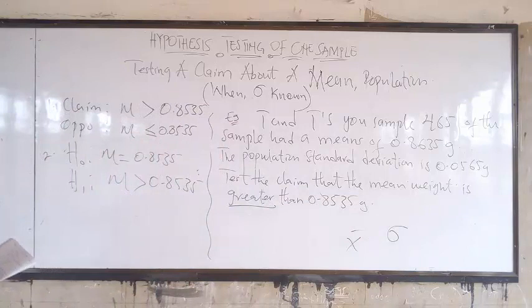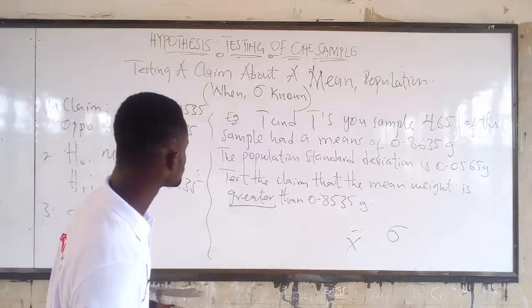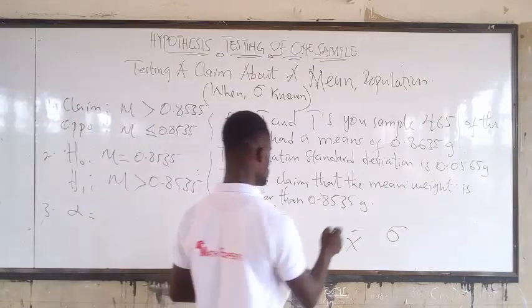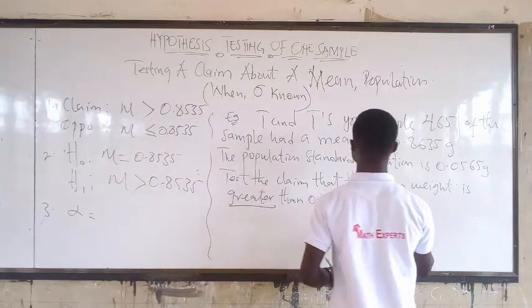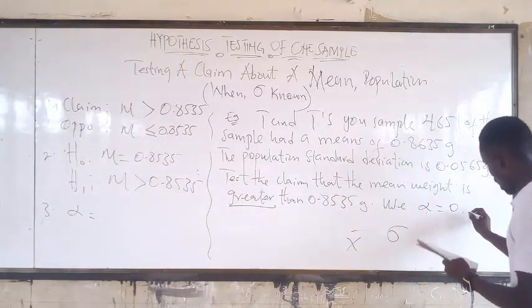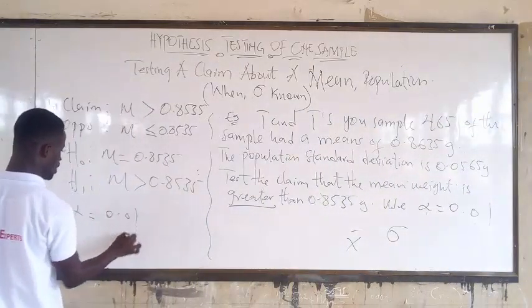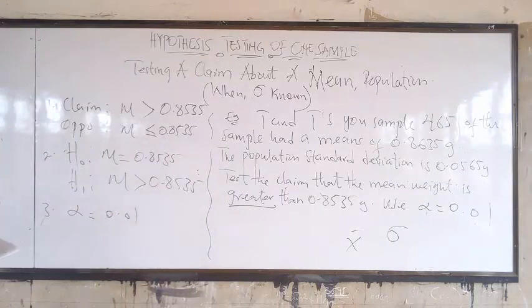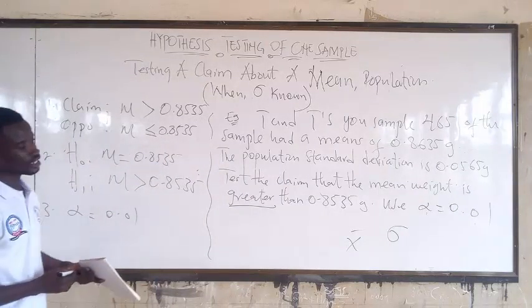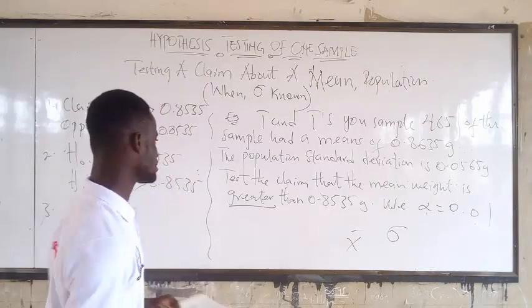Alright. So now the third stage is to identify your alpha level. What alpha level were we given? Use alpha of 0.01. So our alpha level here is 0.01. Alright. Then the fourth stage is where we go and calculate our test statistic.